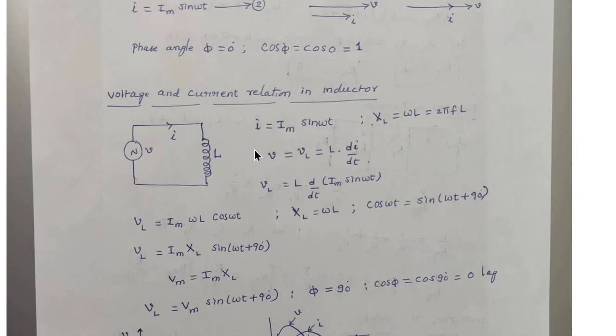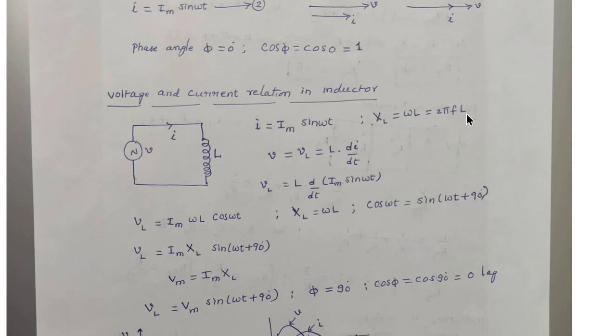We also know that for a pure inductor, the voltage induced across the inductor is L into di by dt, where the current flowing is I. If you write the KVL equation for this, the applied voltage, or the induced voltage in the inductor, V is equal to VL is equal to L into di by dt. So VL is equal to L into d by dt of the current, which we write as Im sin omega t. Once we differentiate it, we get Im omega L cos omega t.